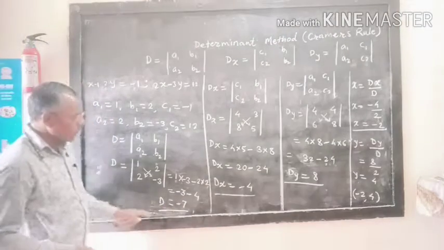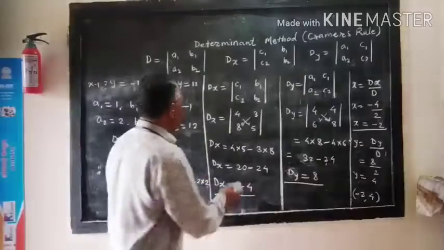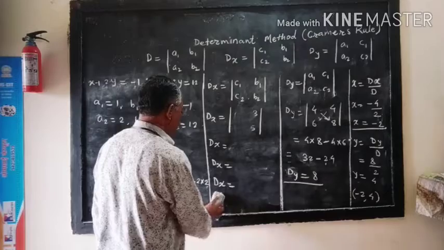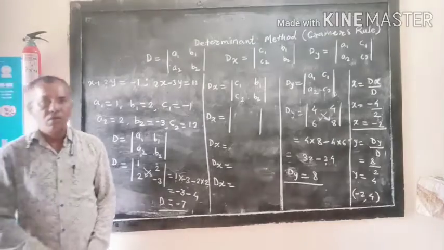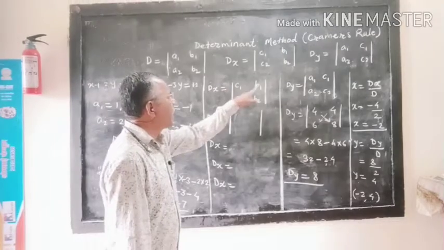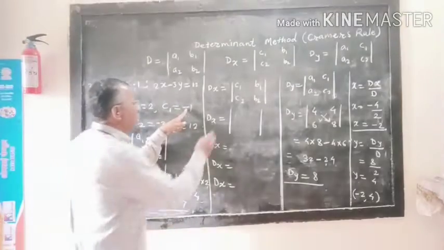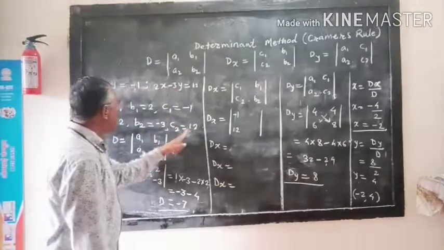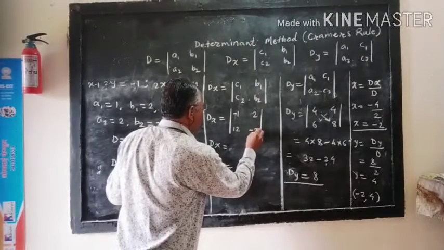That is D is equal to minus 7. Underline it. We have got the value of D, and now we will find the value of D of x. Here is the structure of D of x. We will continue it now. See here, D of x has columns c1, c2 and b1, b2. Now put the values: c1 is minus 1, c2 is 12, b1, b2 are 2 and minus 3.